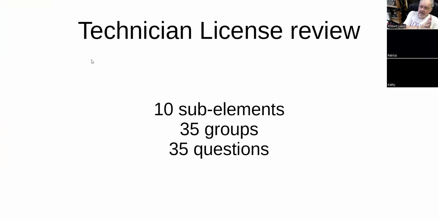So as I mentioned, the exam questions are broken up into 10 sub-elements, and each sub-element may have anywhere from 2 to I think 6 groups, and there's 35 total groups, so you'll have one question from each group, and the group is typically 8 to, I think there may be some that are up to 14 questions in a group, so you're probably looking at an average of around 10 or so.